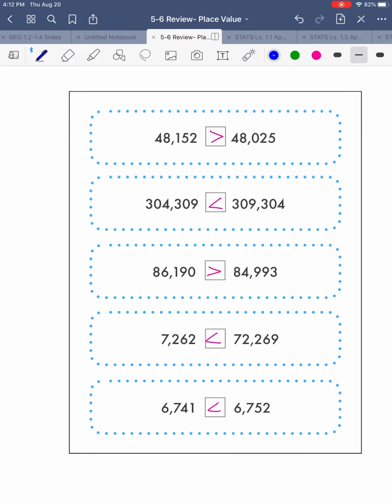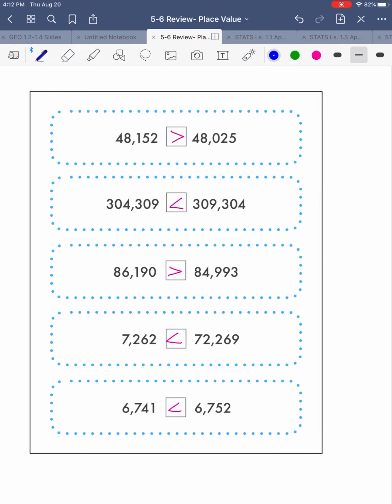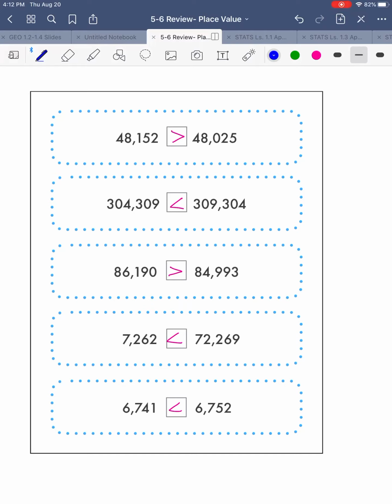Okay? So hopefully that helps you understand how to read it, not just how to put the right symbol in. In the next video, we will talk about how to round numbers.